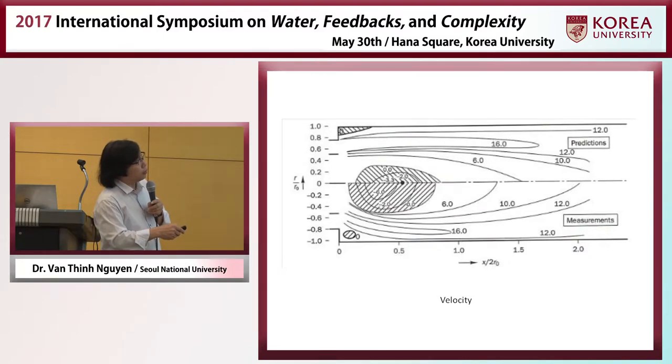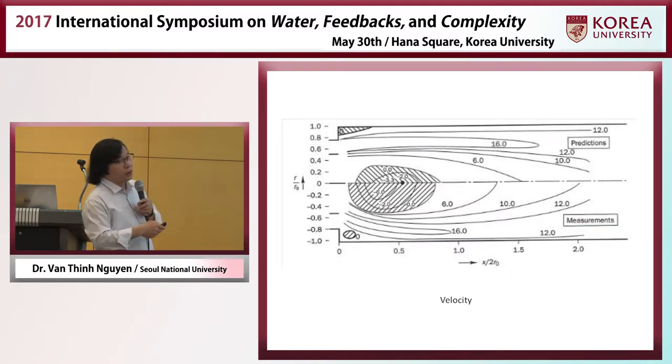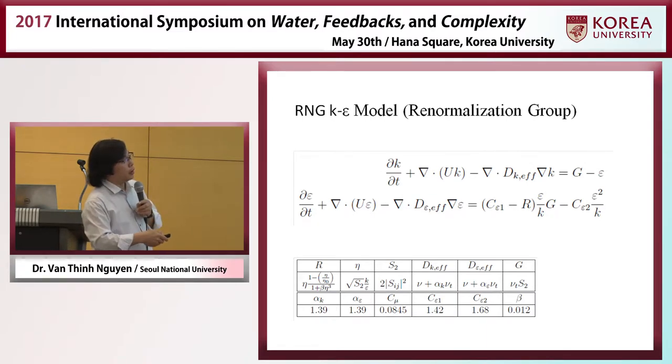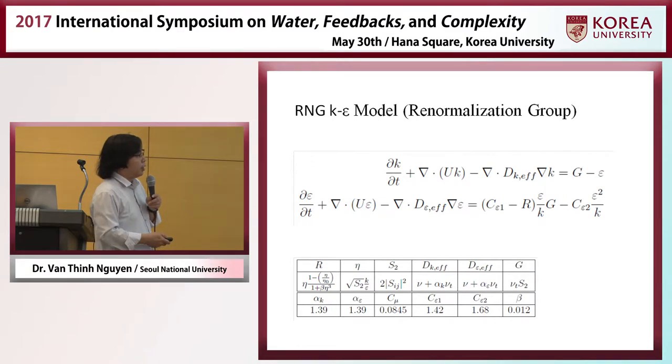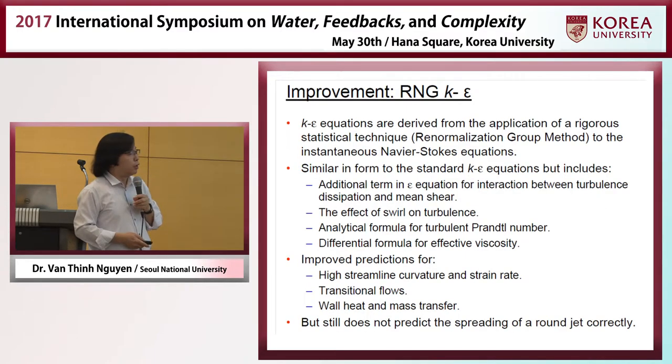RNG. The only difference is that we add one more term here, from the renormalization group, they add in R. For the k-epsilon model, the epsilon equation is so simple, so they add one more term here, R. Let's see. Here, there's improvement. It's not much, but it improves a little bit. For high streamline curvature it can capture more precisely compared with the k-epsilon model. For heat and mass transfer or transition flow, it's a little bit better, but still poor.